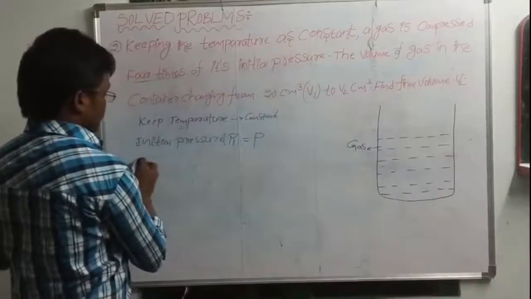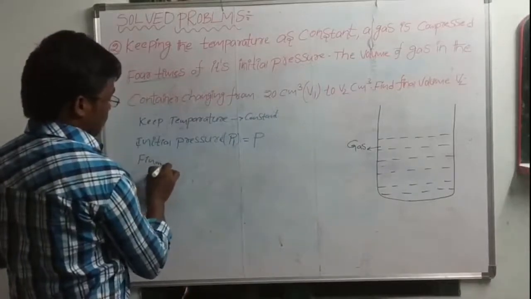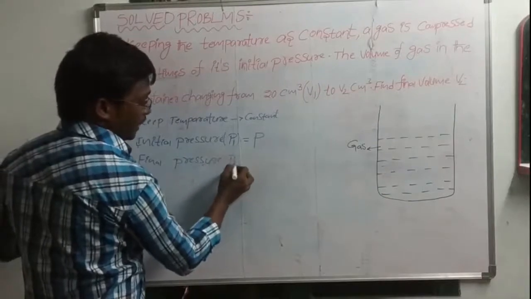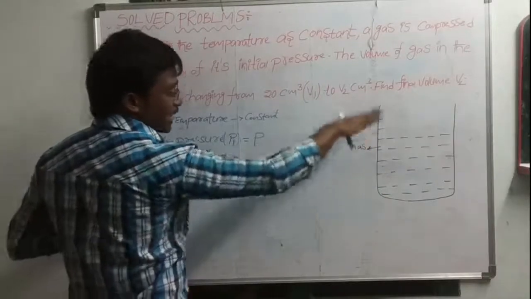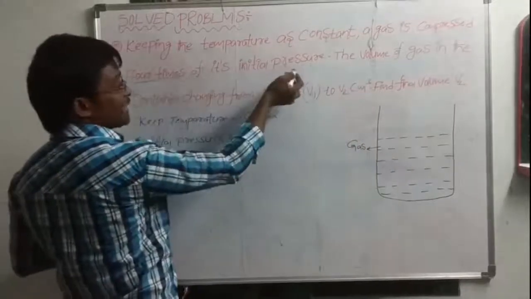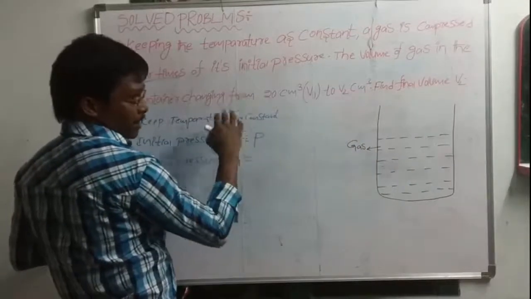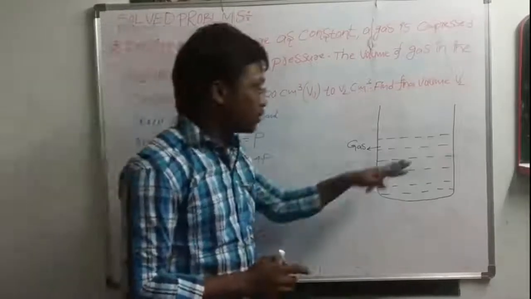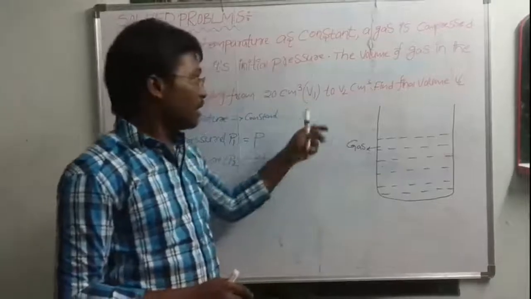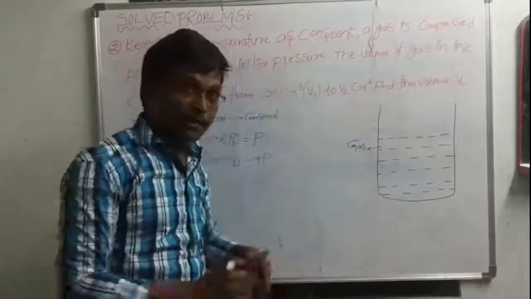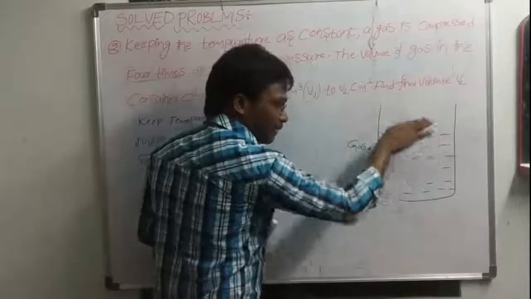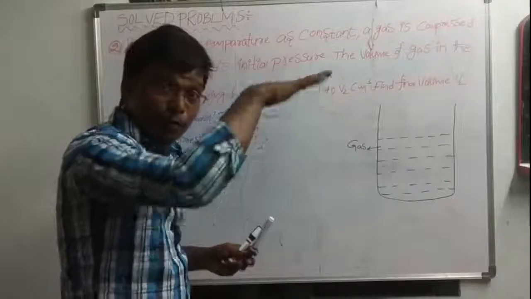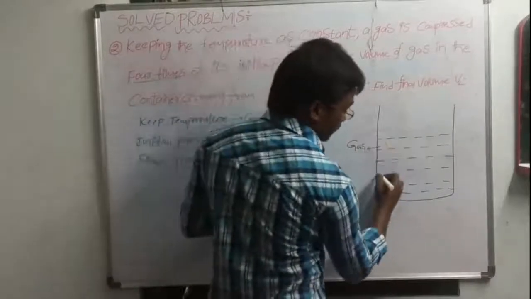So the final pressure we are indicating P2 is equal to how many times he compressed? 4 times of its initial pressure. Initial pressure P. So 4 times means 4P. I hope you understood. Initial pressure is P. He is compressing the gas 4 times. First, second, third, fourth. So after compressing 4 times, the liquid is reached at this level.